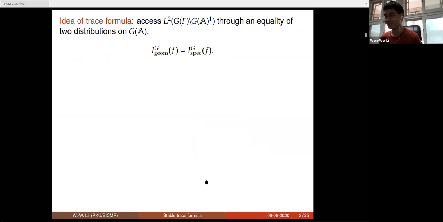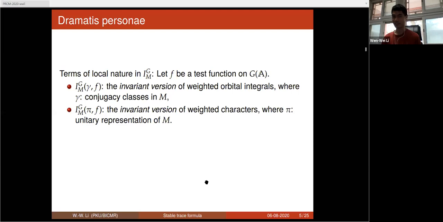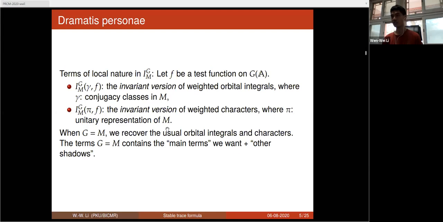I don't have time to explain all the details in the trace formula, but let me see what the main actors in this story are. On the geometric side, given M, we have some local distributions I_M(gamma) indexed by conjugacy classes in M. They are just an invariant version of orbital integrals weighted by some weight factors. On the spectral side, we have the same thing, but indexed by unitary representations of M. They are called weighted characters. In general, if M is not equal to G, then almost nothing explicit can be said about these distributions. But when G equals M, we recover the usual orbital integrals and characters, and they are the main terms we want. But the terms with M not equal to G in the trace formula also contain some other shadows. We don't care about them in this talk.